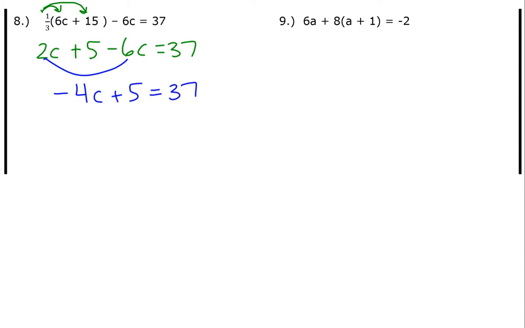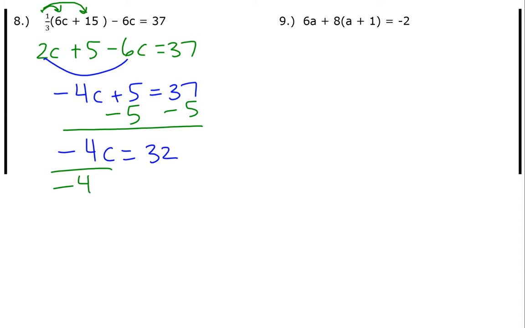And then choosing which term to use a property of equality on. Well, my solution is a constant, so I'm going to subtract 5 from both sides. That leaves me with negative 4c equals 32. Divide both sides by negative 4. And my final answer is negative 8.